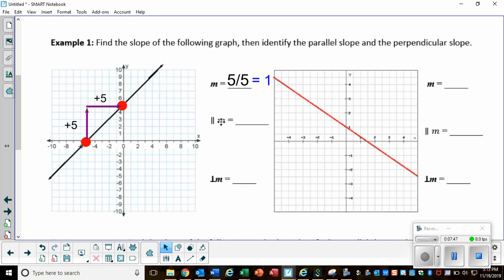So to find my parallel slope, well, parallel slopes are the same, so it's going to be the exact same number, 1. Perpendicular slopes to this are the opposite reciprocal. So I'm going to flip 1 over, which is just going to give me 1 over 1, which reduces to 1 still. And I'm going to change the sign. I'm going to have the opposite sign. So the perpendicular slope is a negative 1.